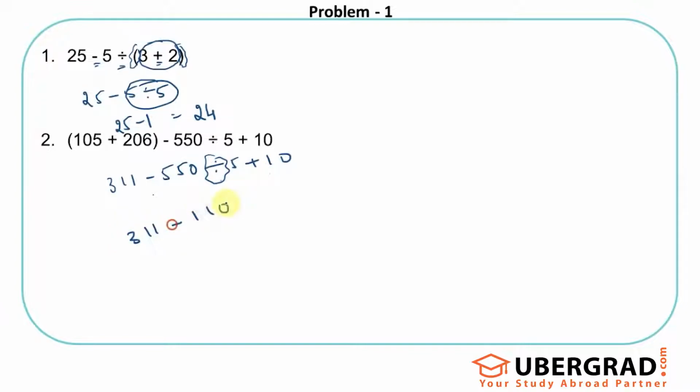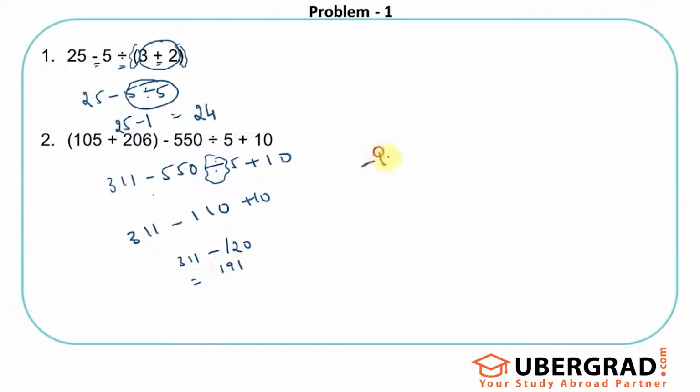So 311 minus 110 plus 10. Now the rule says you have to add first. So I'll add 110 and 10, that will give me 120. 311 minus 120 is going to give me 191. Here there could be an issue.